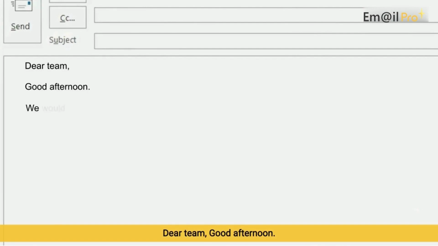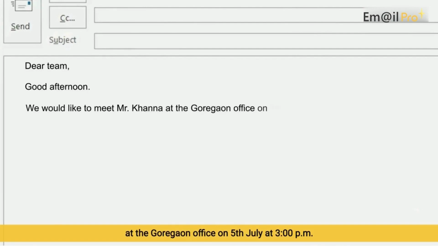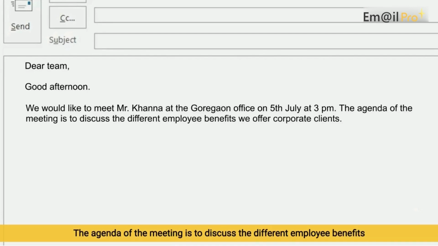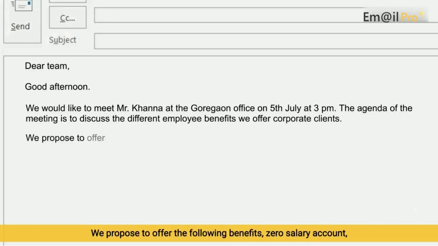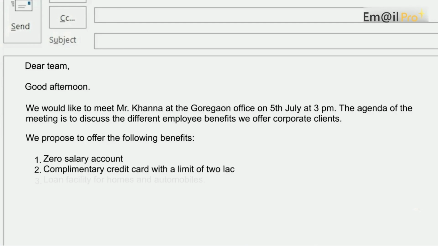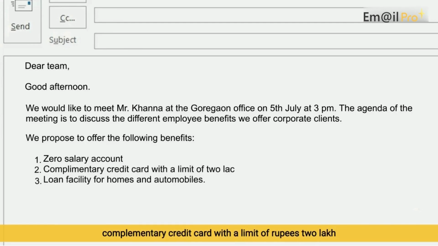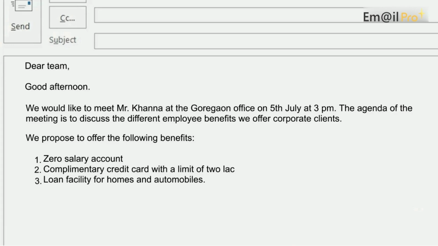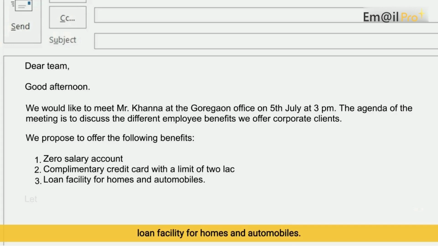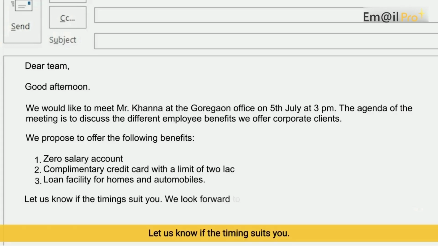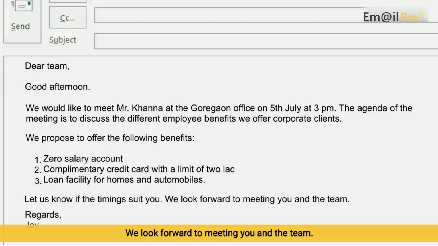Dear team, good afternoon. We would like to meet Mr. Khanna at the Goregaon office on 5th July at 3 p.m. The agenda of the meeting is to discuss the different employee benefits we offer corporate clients. We propose to offer the following benefits: zero balance salary account, complimentary credit card with a limit of rupees 2 lakh, loan facility for homes and automobiles. Let us know if the timing suits you. We look forward to meeting you and the team.